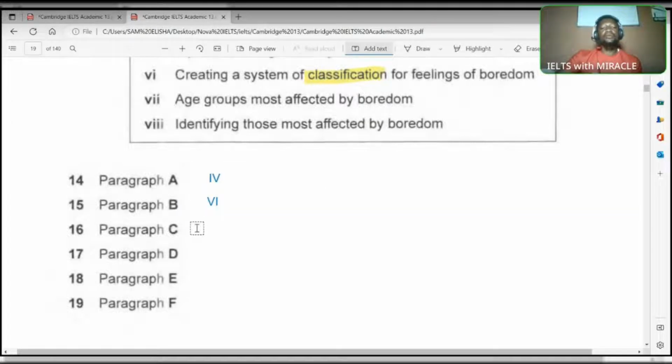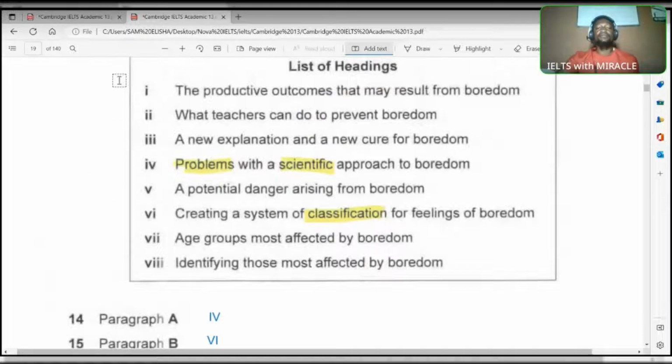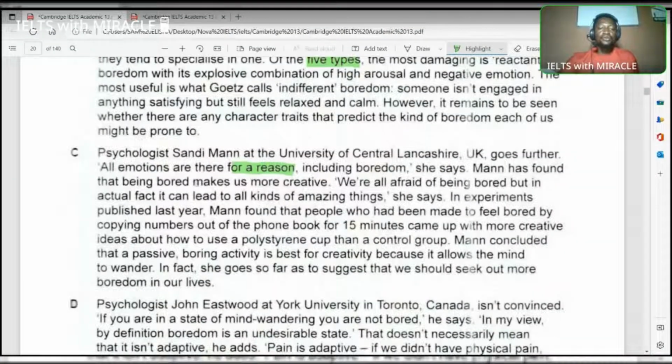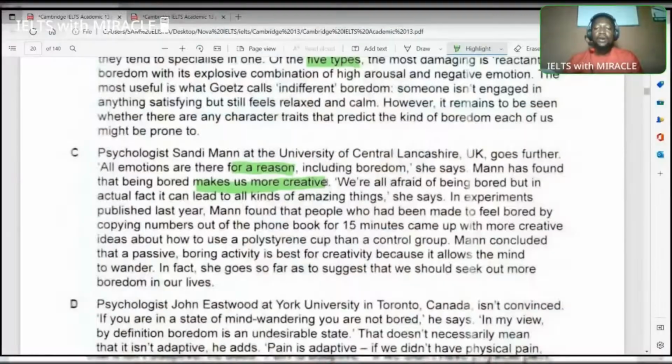Then we look at paragraph C. Psychologist Sandi Mann at the University of Central Lancashire, UK, goes further. All emotions are there for a reason, including boredom, she says. Mann has found that being bored makes us more creative. Wow. Interesting. We are all afraid of being bored, but okay.